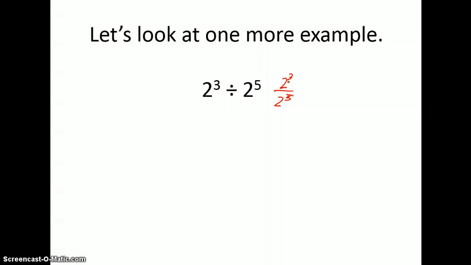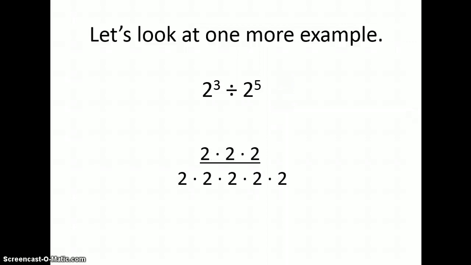Well, let's write the numerator and denominator out in expanded form. I have 2 times 2 times 2, 2 to the 3rd power, and 1, 2, 3, 4, 5 2s being multiplied in the denominator. Let's cancel the common factors. This time, I have canceled all of the factors in my numerator, and I know that that leaves that numerator as a 1. So what I really have here is a 1 over 2 times 2, or 1 over 2 to the 2nd power.